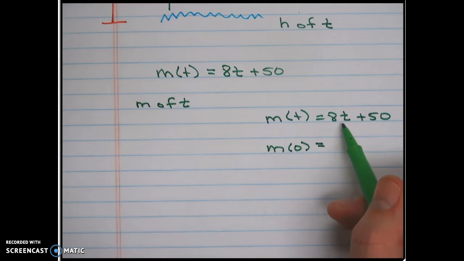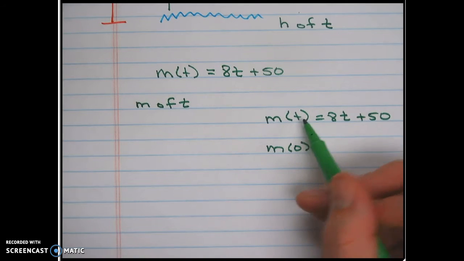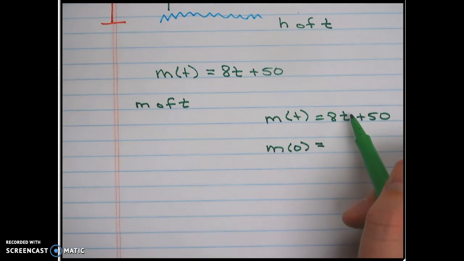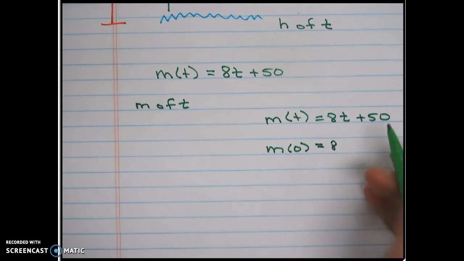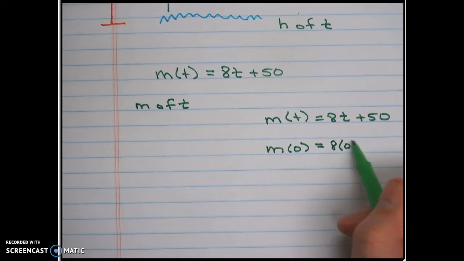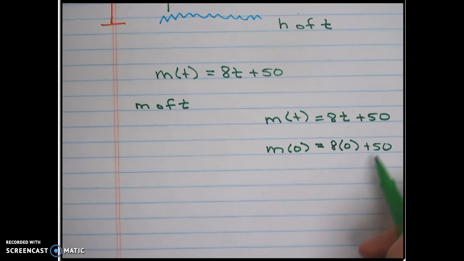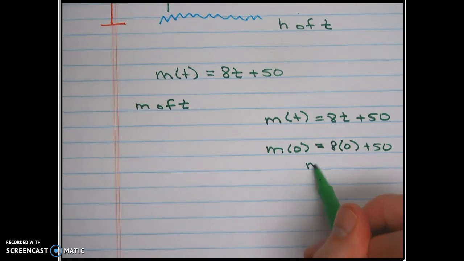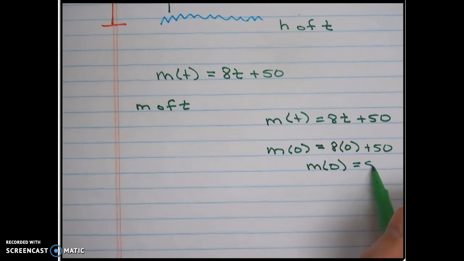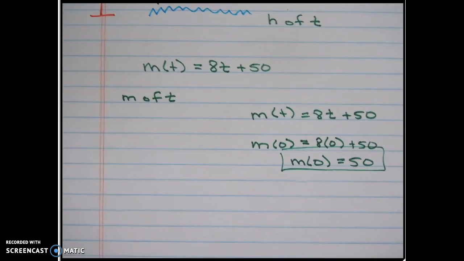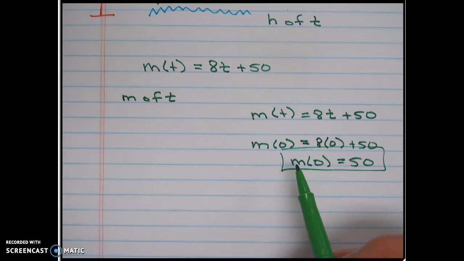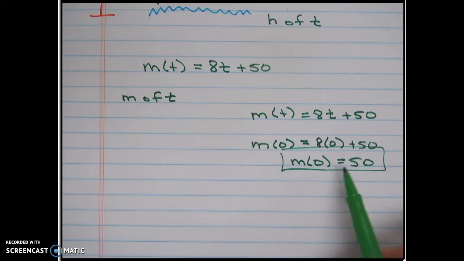But you could also plug it in and say everywhere you see a t now, you're going to replace or substitute that t with what we just said t is. So t is 0. So my money at 0 is equal to 8 times 0 plus 50. Well, what's 8 times 0? It's 0 plus 50 is 50. So when you see something like this written in function notation, this is very useful because not only does it tell you your money is equal to 50, it also tells you when your money is equal to 50. My money is equal to 50 at 0 hours.